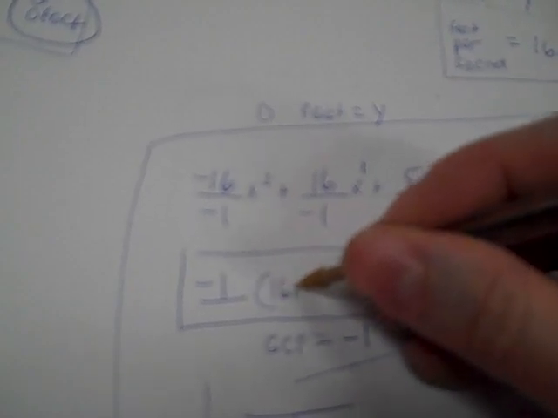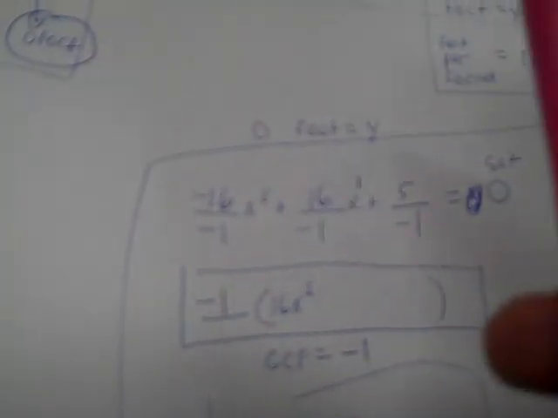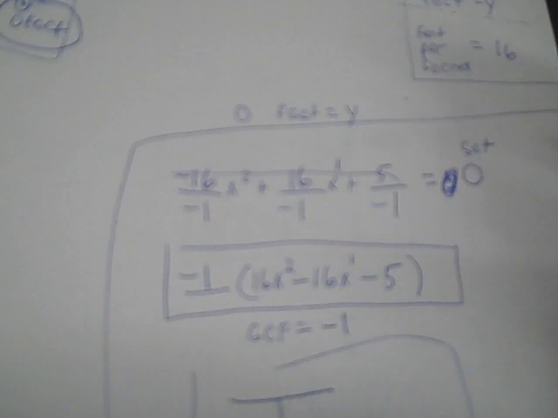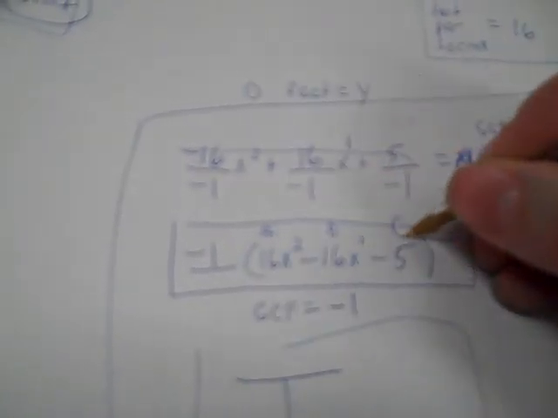And when you divide by negative 1, all that really happens is the signs change. Negative 16 divided by negative 1 just makes that positive 16, and the x to the second still there. Positive 16 divided by negative 1 makes that negative 16, so I subtract 16, x to the first. Then positive 5 divided by negative 1 gives me negative 5. So I put minus 5. There we go. Okay, now A, B, C. Once again, I did the GCF because the GCF was not 1, it was negative 1.